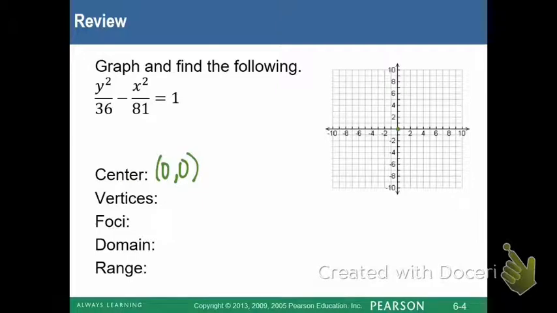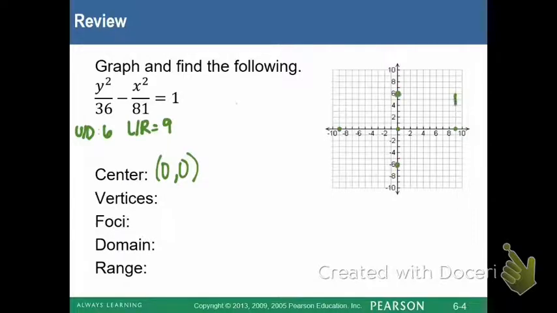To graph this thing, I'm going to look first under the x's. That tells me left and right. Take the square root. That gives me 9. So I'm going to be going left and right 9 units here. Look under the y's to tell me up or down. Take the square root. That gives me 6. So I'm going to go up and down 6 units.